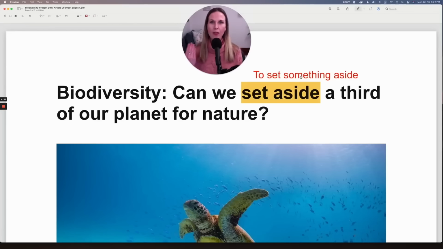When you set something aside, it means you reserve it. And generally, we reserve whatever it is for a future use. So in the context of our planet, we're saying take 30% of it and reserve it. And we're going to reserve it for a specific purpose, and in this case, it's nature. So we're not going to use it for any other purpose.